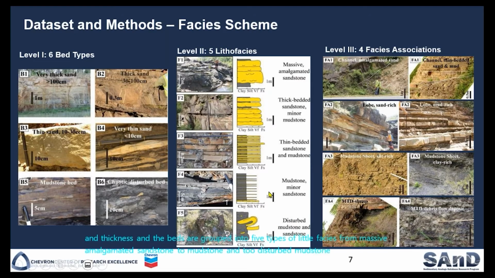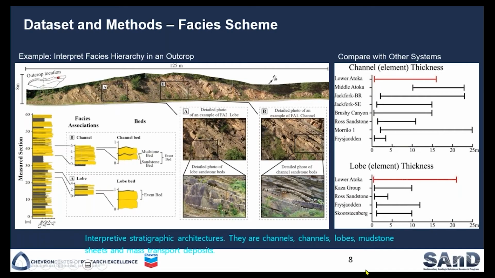And the lithofacies are then grouped into 4 types of facies associations. These are interpretive stratigraphic architectures. They are channels, lobes, mudstone sheets, and mass transport deposits. Okay, and here's an example of how we interpret the facies hierarchy in an outcrop.